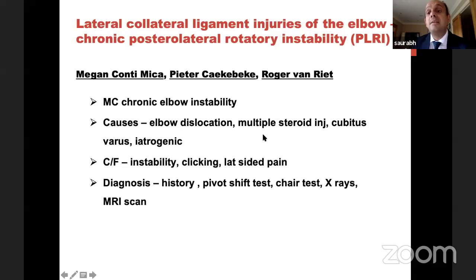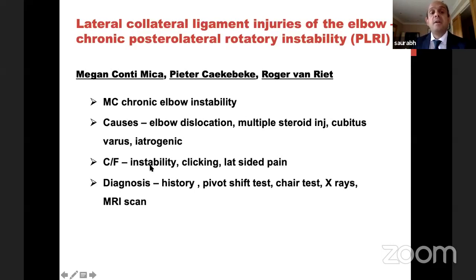Other is tennis elbow. If steroid injections are not done properly, your extensor can rupture because of the steroids, or your lateral ligament can rupture, and that will create PLRI. Cubitus varus, your gunstock deformities, will stretch out your lateral ligaments, and that can give PLRI. Iatrogenic, if I fail to repair it properly, that will give PLRI. Once you understand terrible triad, all this is very self-explanatory.